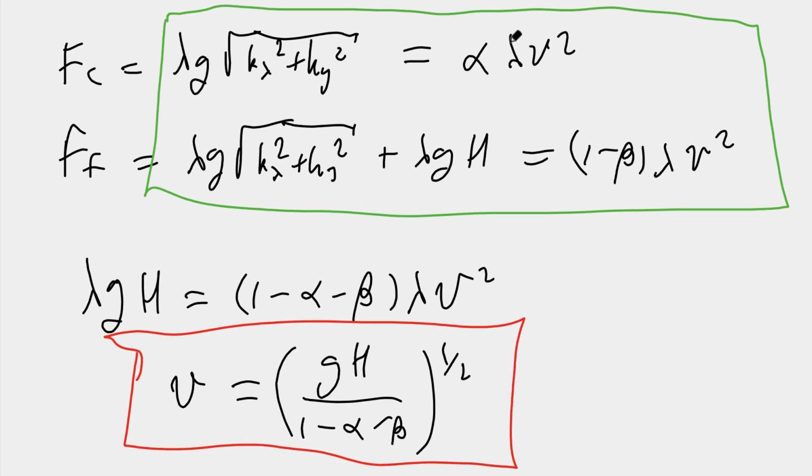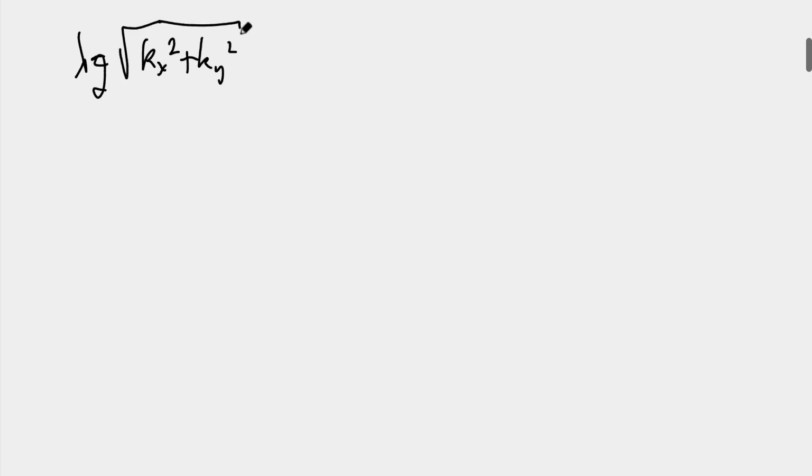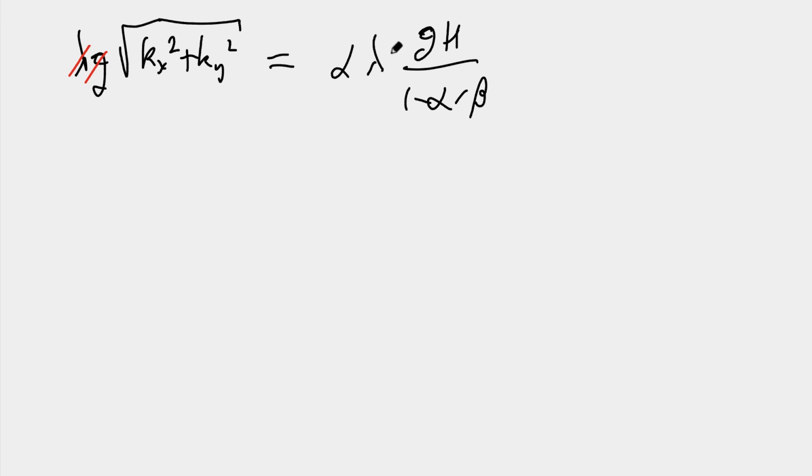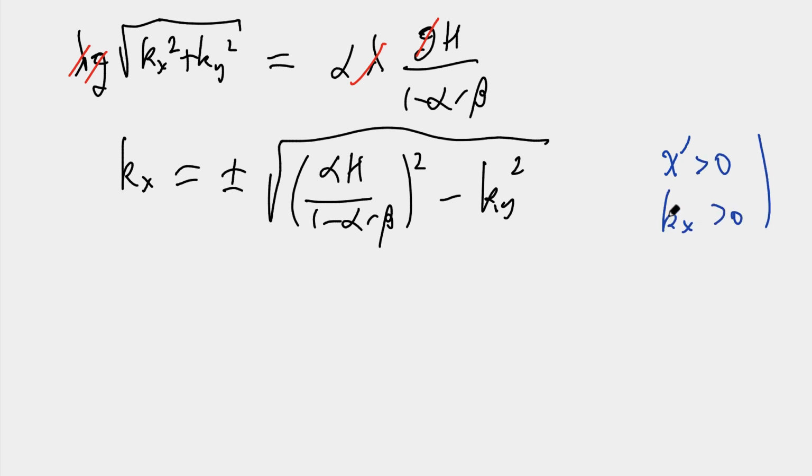Now let's use this result for v in the first equation and solve for kx. We have lambda times g times the square root of kx squared plus ky squared equals alpha times lambda times v squared, which is g times h over 1 minus alpha minus beta. Now lambda and g cancel on each side, and we're left with kx equals plus or minus square root of alpha h over 1 minus alpha minus beta quantity squared minus ky squared. Now remember, earlier we chose to orient the chain fountain so that x prime is positive, and that implied that kx is positive. So I'll erase this plus minus sign and we'll just take the plus root.